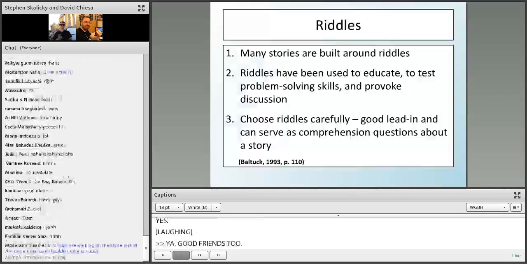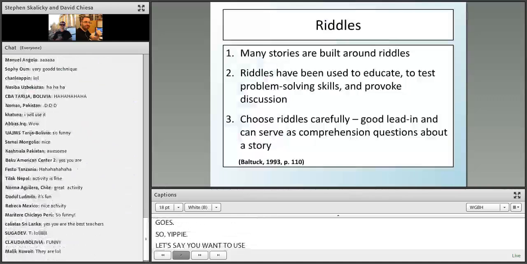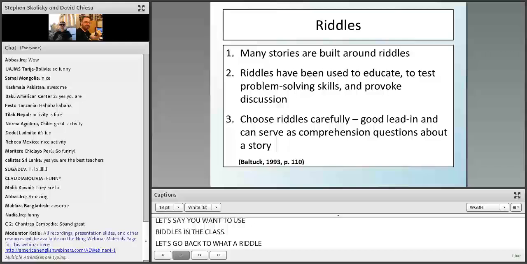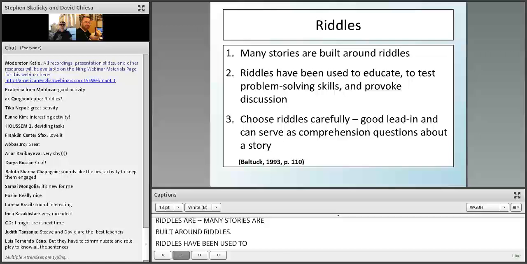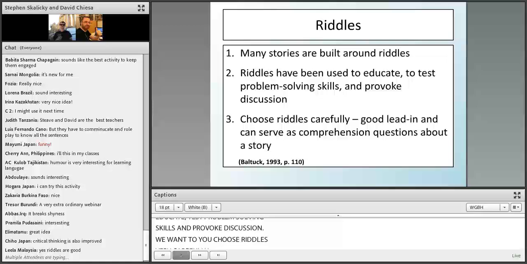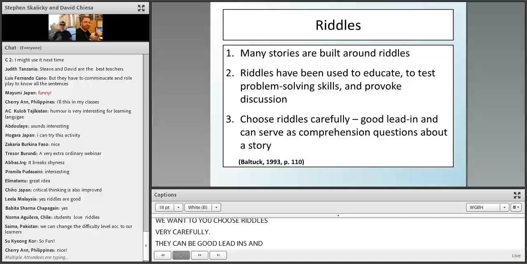And so, let's say that you want to use riddles in your class. Let's go back to what a riddle is. Many stories are built around riddles. Riddles have been used to educate, to test problem-solving skills, and provoke discussion. But we want you to choose riddles very carefully. They can be good lead-ins and can serve as comprehension questions about a story. So how can we use the wake up and go to sleep activity with riddles together?